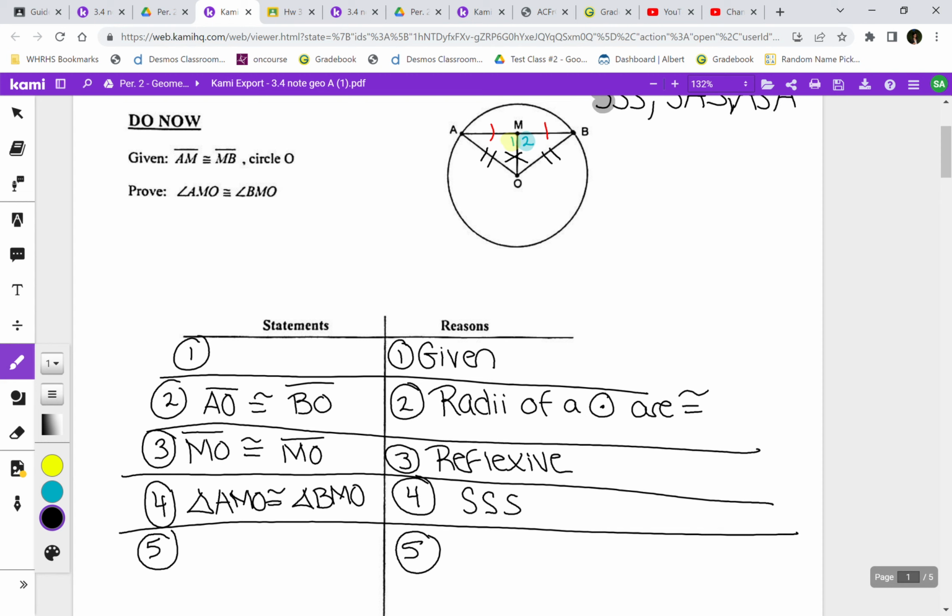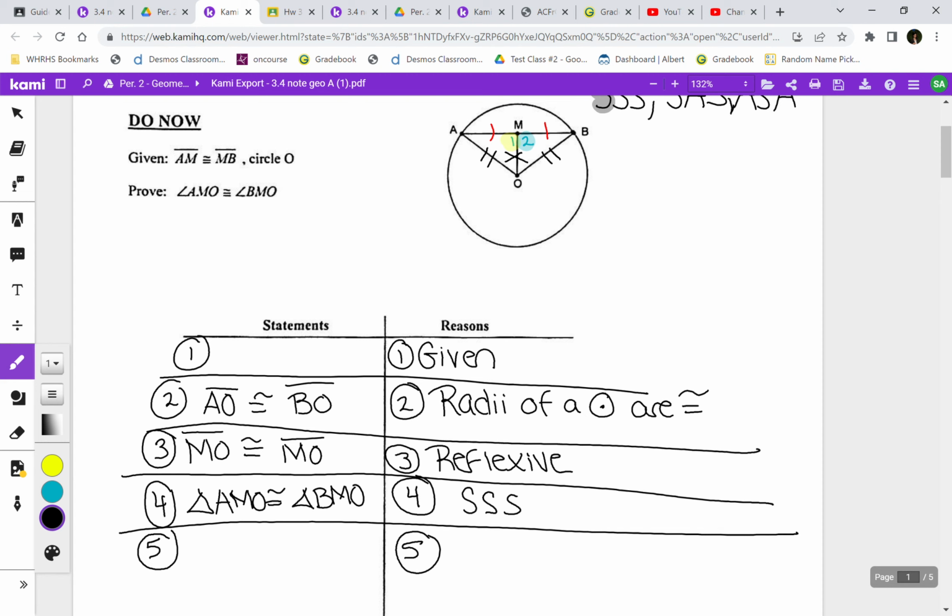So could you do it in a different way then? So if you wrote it OBM, would that work? Exactly. So that's why I said the first way you name the first triangle doesn't matter as long as you match up the second triangle to it.